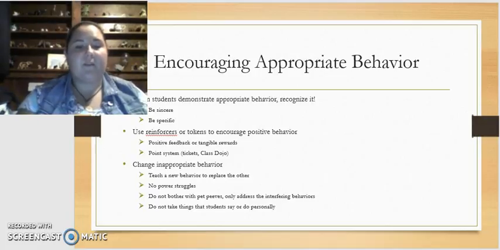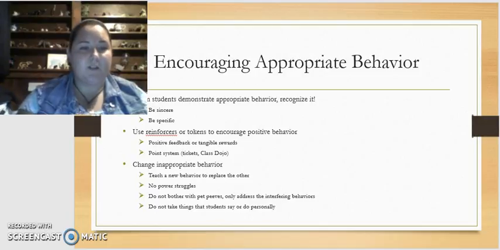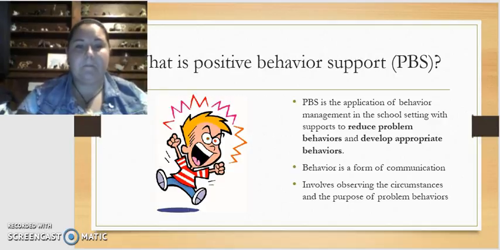Do not bother with pet peeves. Only address the interfering behaviors. So don't get a student in trouble for something that just bugs you. Address things that interfere with their learning or someone else's learning. Do not take things that students say or do personally. When students are angry, they try to make you angry. They want someone else to feel the way they do, and you should not take that personally.